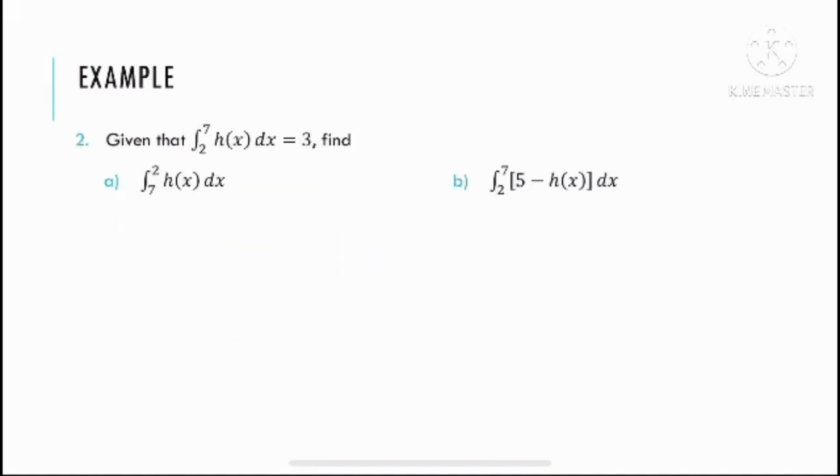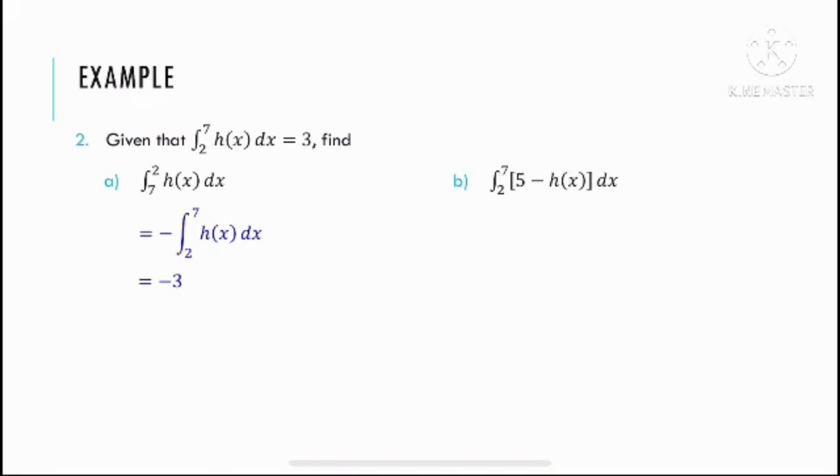In question A, we want to find the integration of h(x) from 7 to 2. It is given that the integration of h(x) from 2 to 7 is equals to 3. So the integration of h(x) from 7 to 2 is the negative of the integration of h(x) from 2 to 7. Then substitute the value of the integral, so it equals to -3.